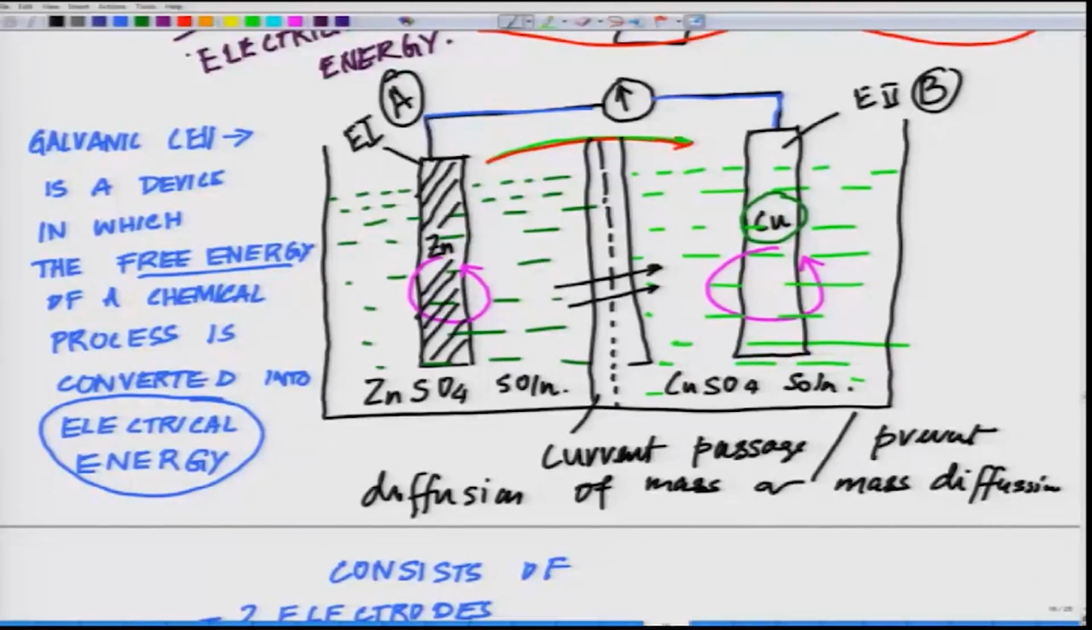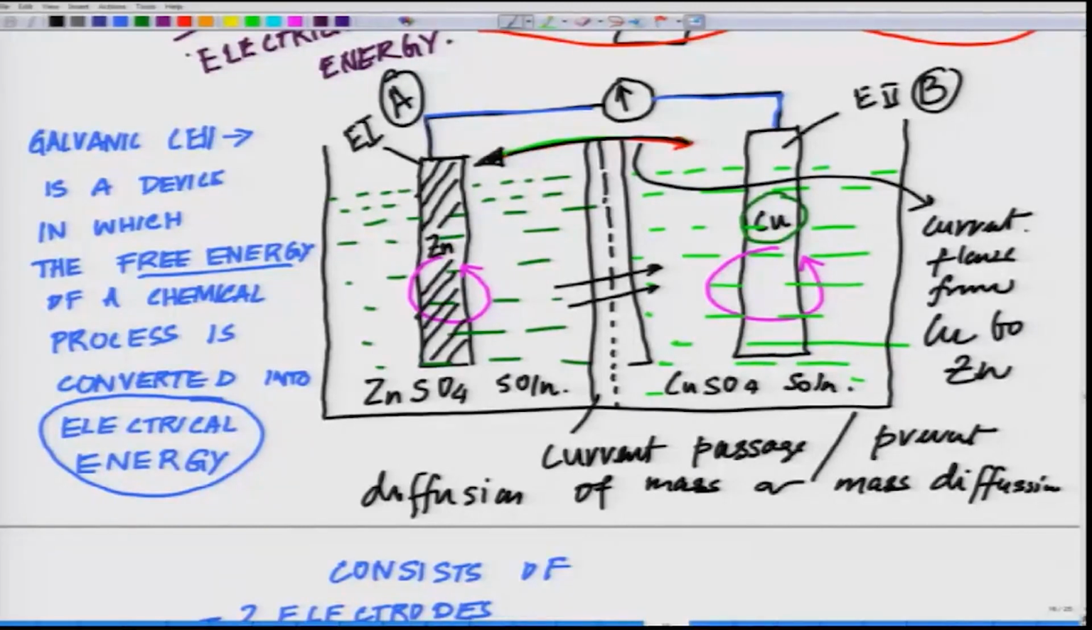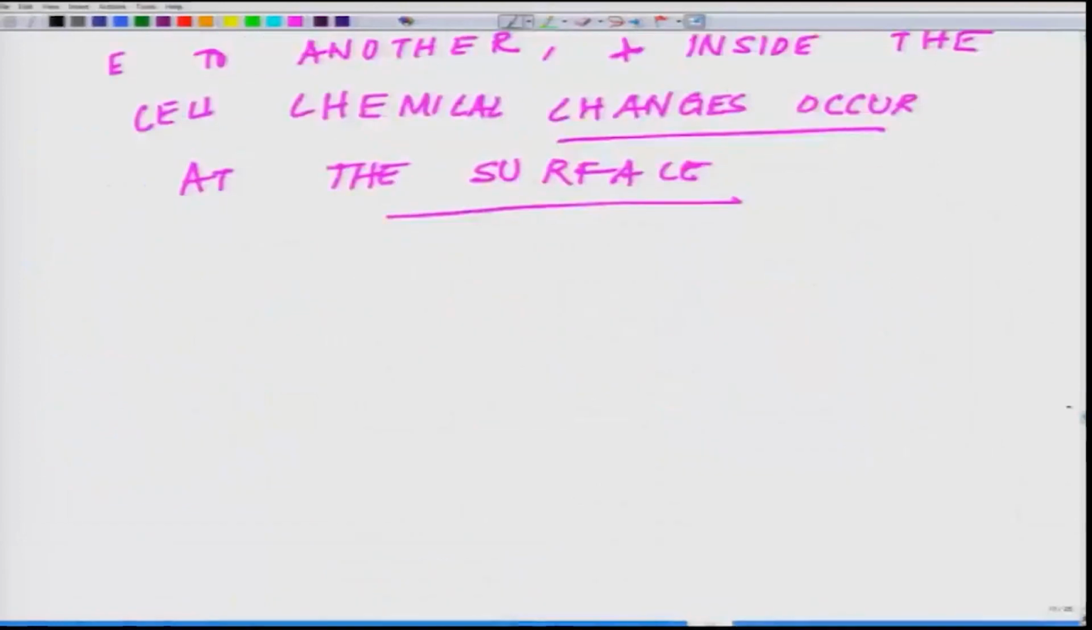When these are connected externally by a metallic wire, current flows from copper to zinc. Here we are giving the directionality, and why it is so, we will talk about it. Current flows from copper to zinc through the wire. Copper is considered as positive and zinc is considered as negative. Why is it so?